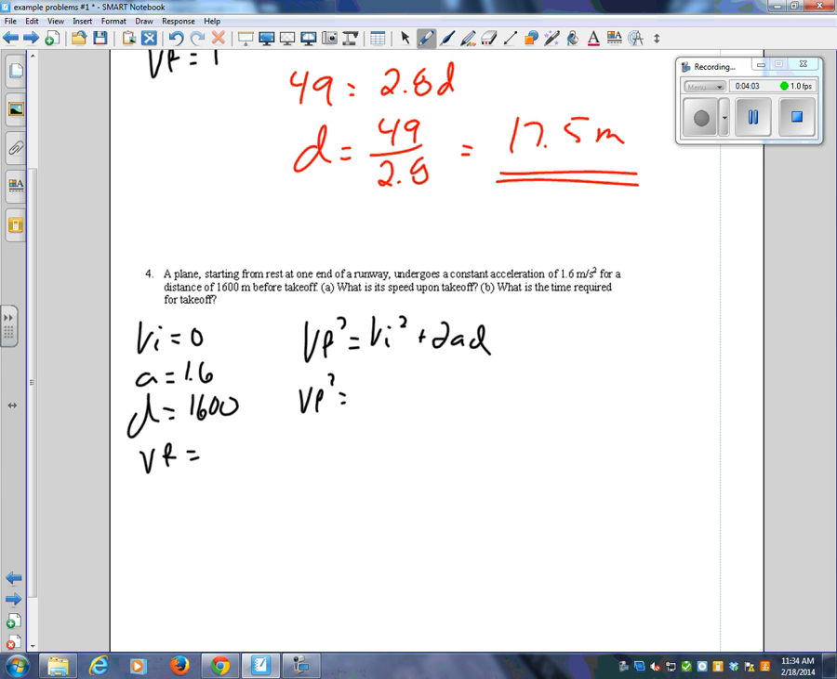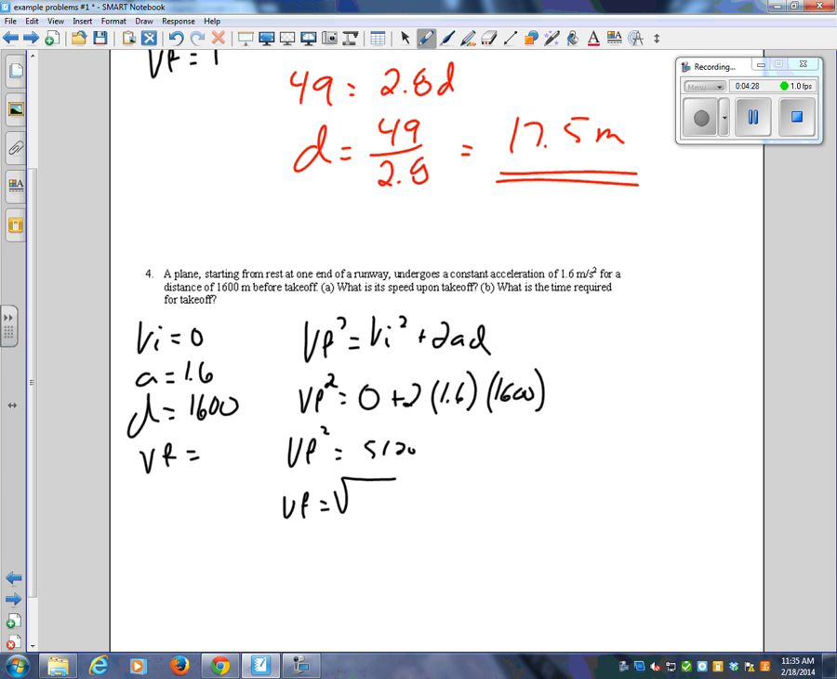The initial velocity is 0. 2 times 1.6 times our distance of 1,600, which just happens to be 1 mile. 2 times 1.6 times 1,600, and you want to take the square root of that, right? 5120. Okay, so VF is going to be the square root of 5120. I get 71.5.